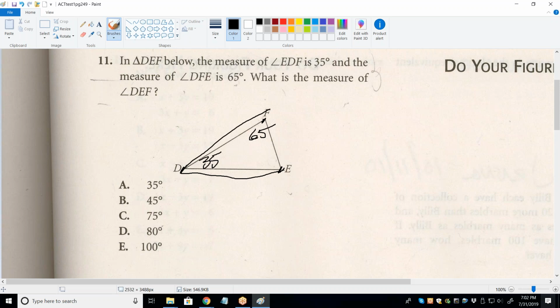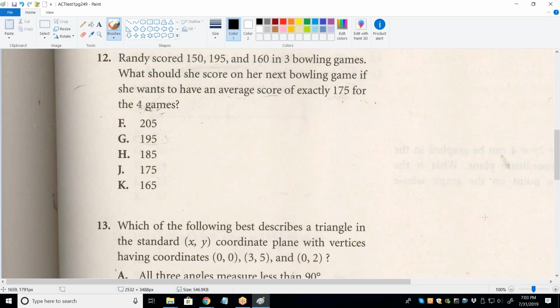How? Okay. All 3 angles always add to 180. So what's the 3rd angle? That's it. Pretty easy. All right.